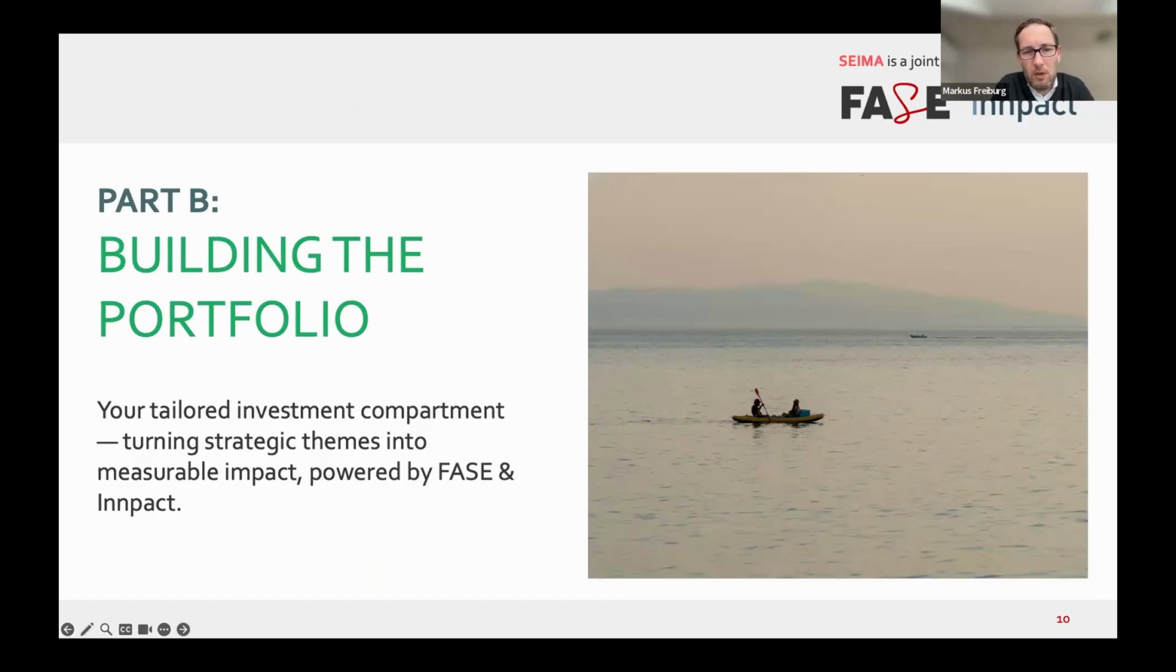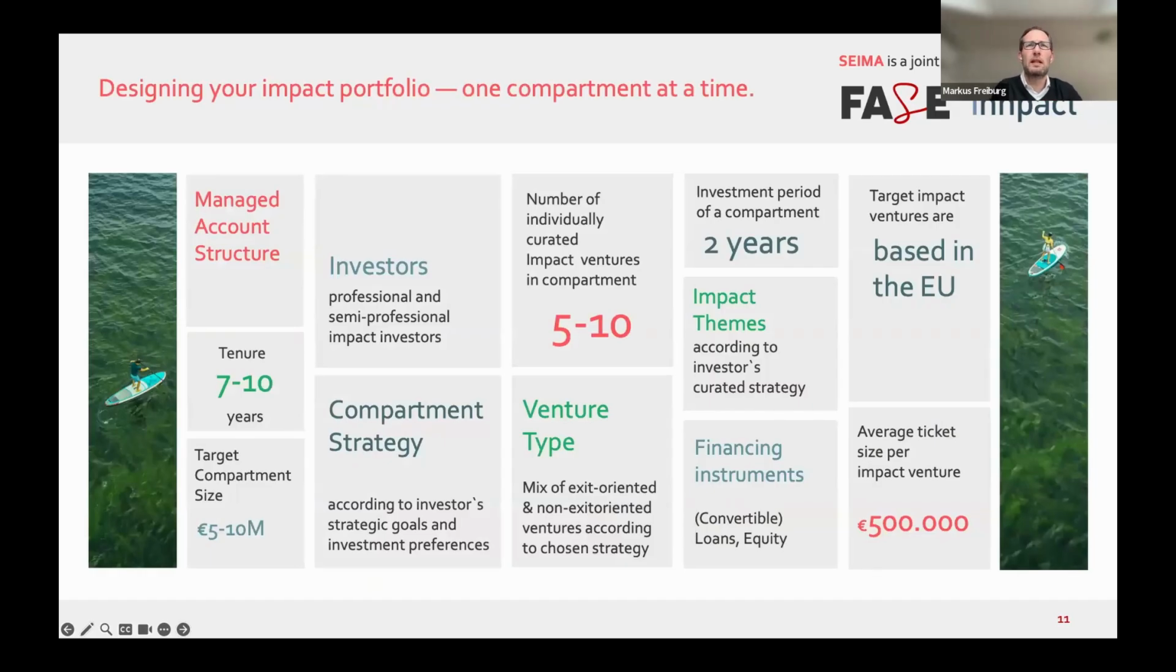But let's now look more specifically at what such a compartment portfolio could look like, and how it could be set up. Maybe just to give you an idea, I've brought with me an indicative structure of how such a portfolio could look. So if we set up a structure of 5 to 10 million that we want to invest, potentially in 5 to 10 ventures, where we do an initial average investment of 500,000 euros, we can also do follow-on investments.